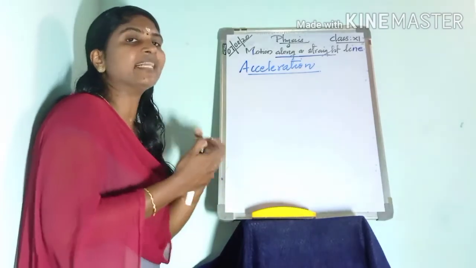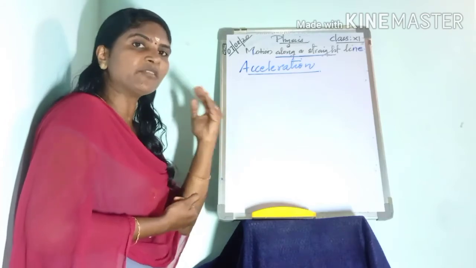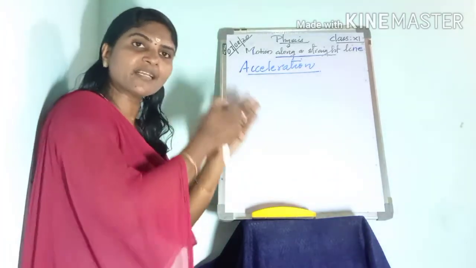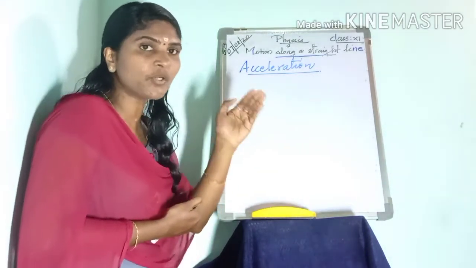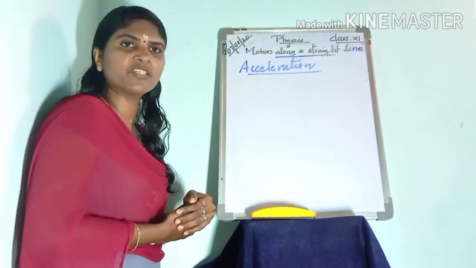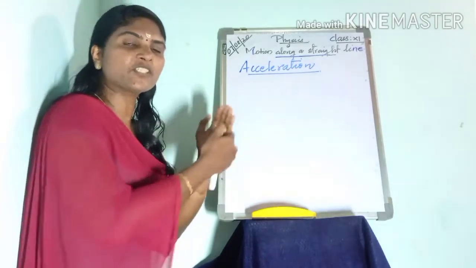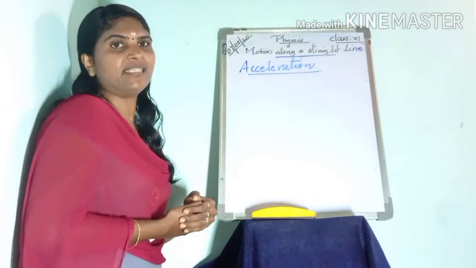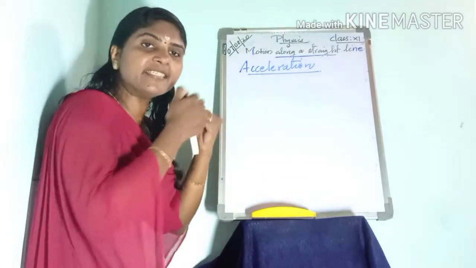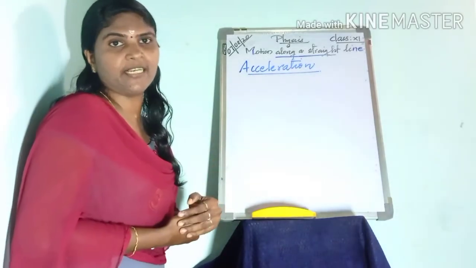Actually, the change is either an increase or a decrease. That means the velocity either increases or decreases. Both are called a change. In the case of non-uniform motion, the velocity is not constant; the object does not move with a constant velocity. That means there is a change in velocity. This change can be understood by using the physical quantity acceleration.